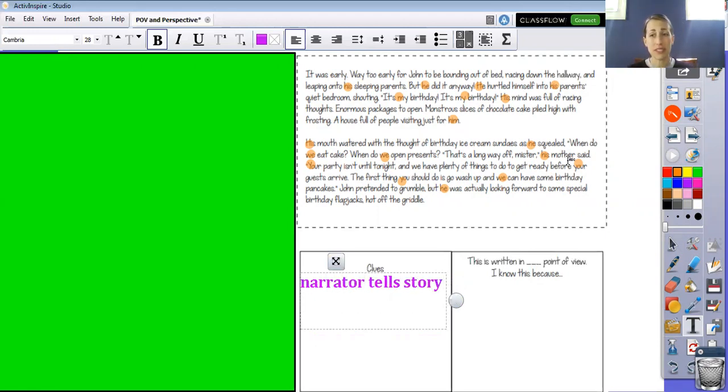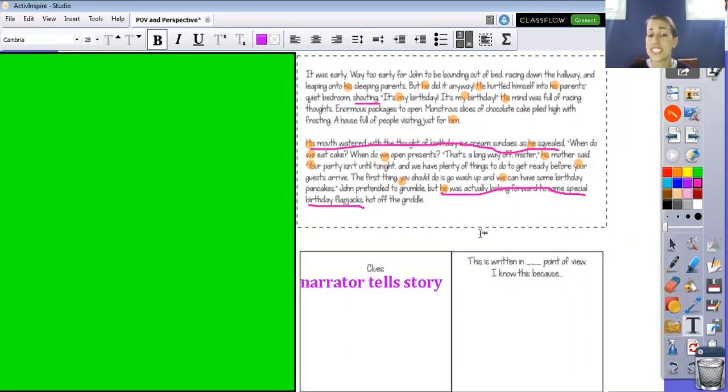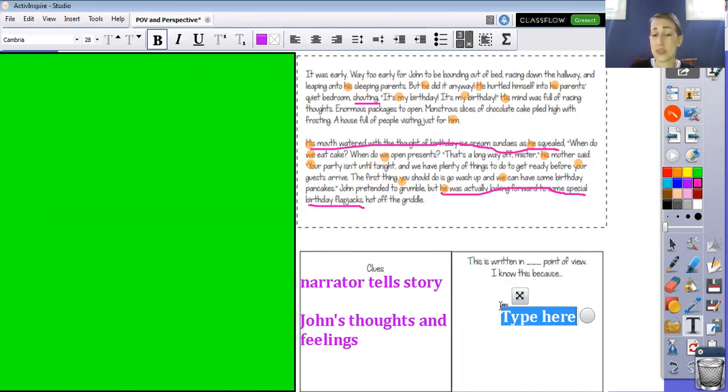We also know that this one's a little bit different because we only know the thoughts and feelings of John. So it tells us up here that he was shouting. It tells us up here that his mouth watered with the thought of birthday ice cream as he squealed. It also tells us he was looking forward to some special flapjacks hot off the griddle. So we know his thoughts and feelings, just John's. Therefore, we know that this would be an example of third person limited because we know one character's thoughts and feelings.